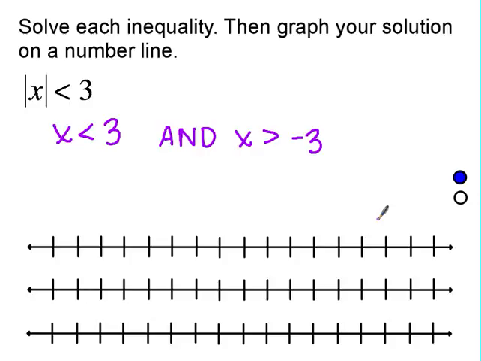So now what I'm going to do is graph that. And so x is less than 3 means that you're going to have what circle on 3? I'm going to have an open circle on 3. Okay, so I'm going to go ahead and place an open circle on 3.